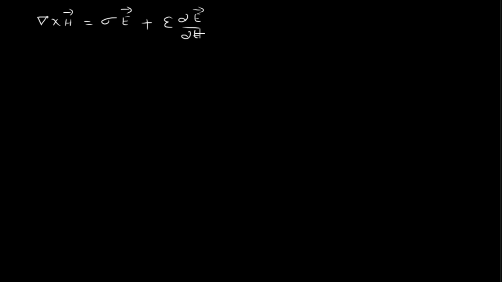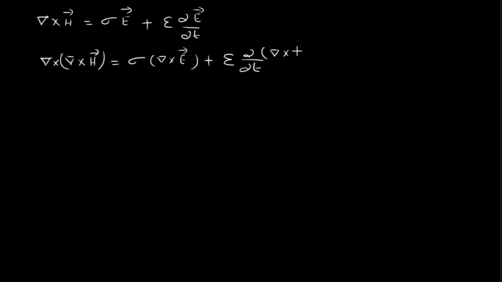The procedure remains the same. I will take a curl on both sides. So this becomes double curl, that is curl of curl of H, which is equal to sigma curl of E plus epsilon, and I will interchange the operands and directly write del by del T curl of E. We have discussed this already. You can interchange the operands, so I get this equation if you take curl on both sides.